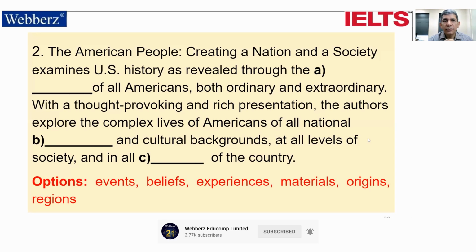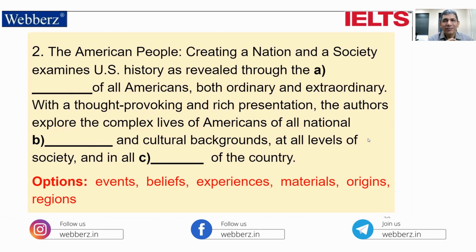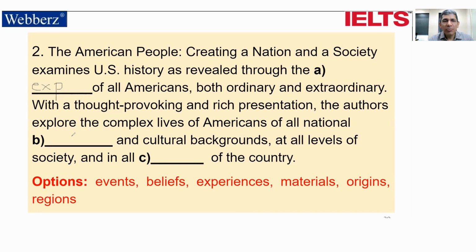The authors explore the complex lives of Americans of all national and cultural backgrounds, at all levels of society and in all regions of the country. Through the experiences of all Americans. And the authors explore the complex lives of Americans of all national and cultural origins.